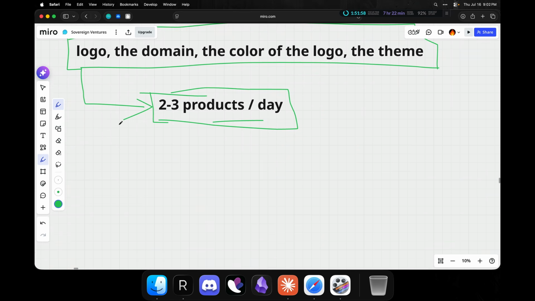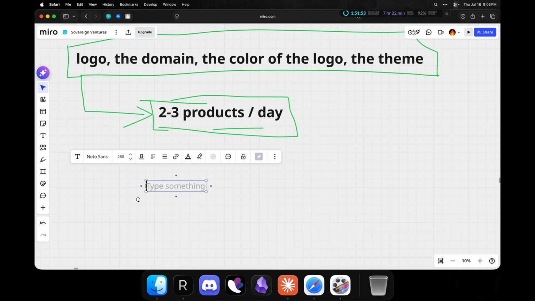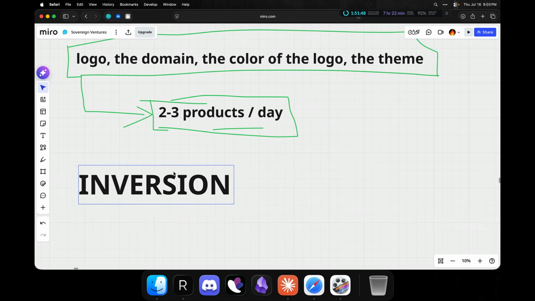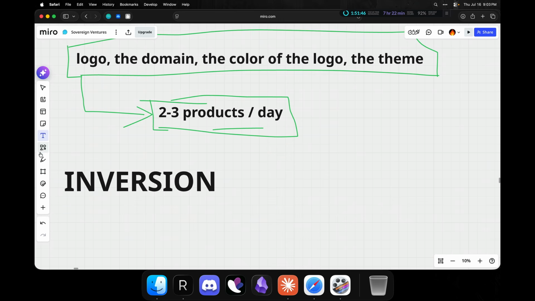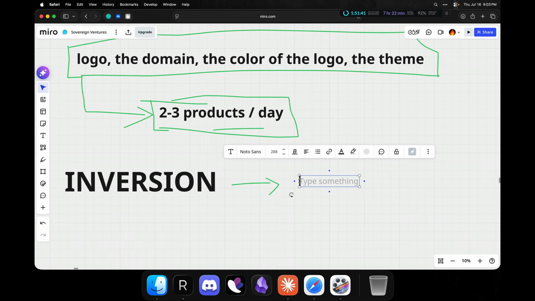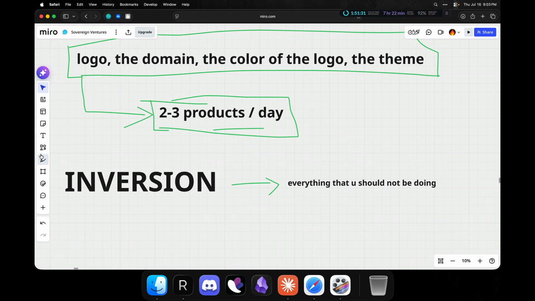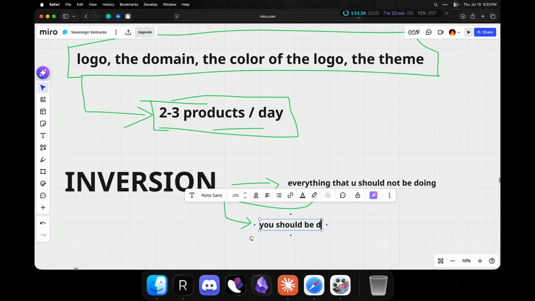Because in the beginning you don't really know what works. So the only way you can know what works is by figuring out what doesn't work, which is a concept called inversion, all right? Inversion basically says that if you don't know what you should be doing, just do everything possible, which will cause you to end up doing everything that you should not be doing. And by understanding what you should not be doing, you will eventually arrive at the thing that you should be doing.